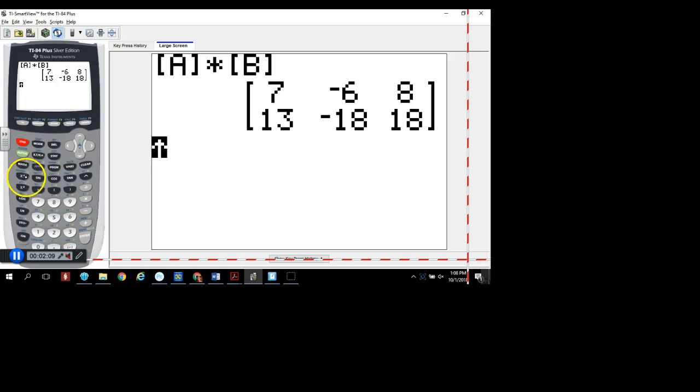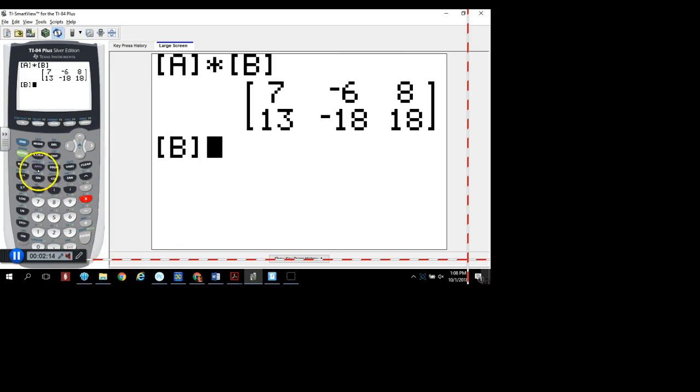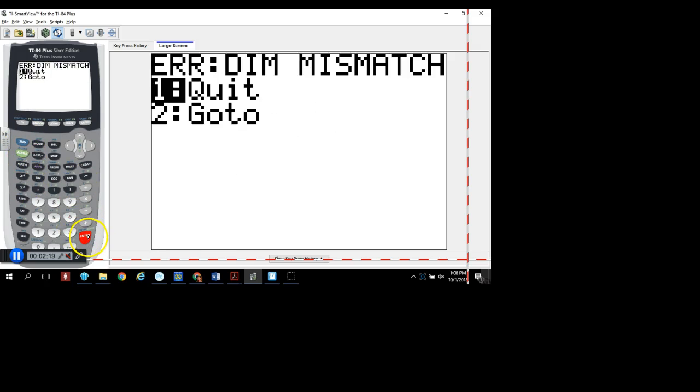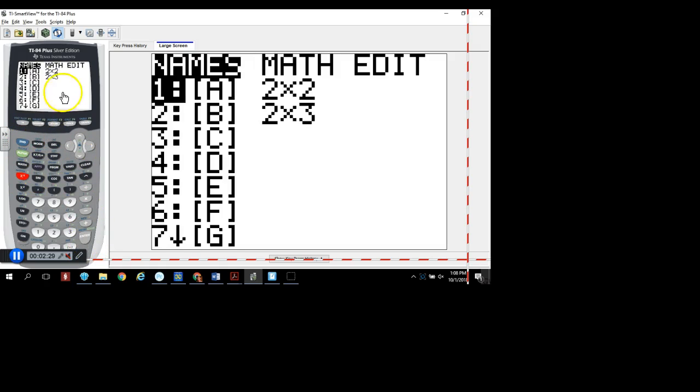If I wanted to, I could try and do matrix B times matrix A. And I get a mismatch right here, a dimension mismatch. What that means, if you look in here, is I have a 2 by 2 and a 2 by 3. I can't multiply a 2 by 3 times a 2 by 2 because these interior numbers don't match. But I can do a 2 by 2 times a 2 by 3 because these interior numbers would match. So that's why that doesn't work.